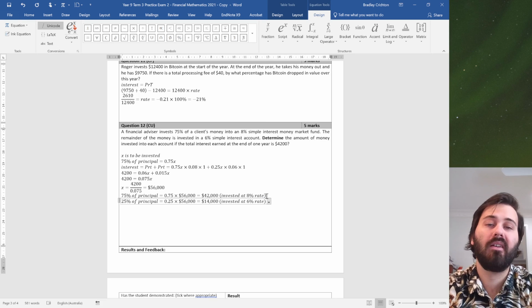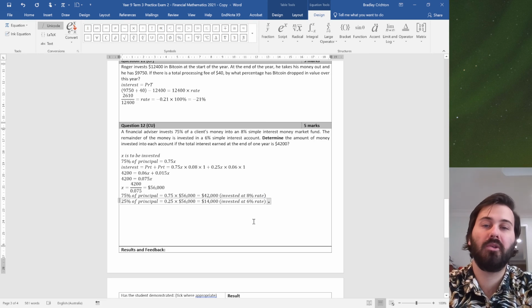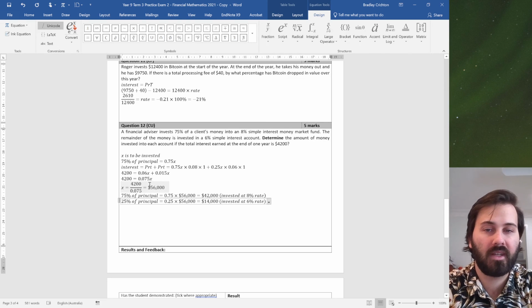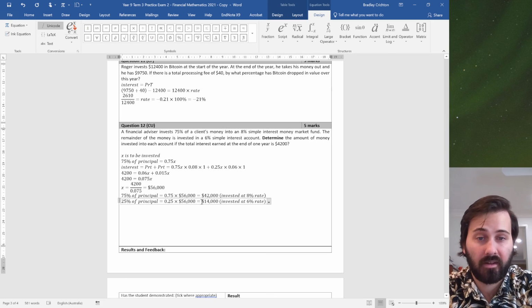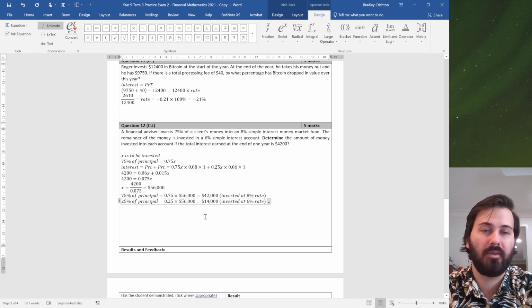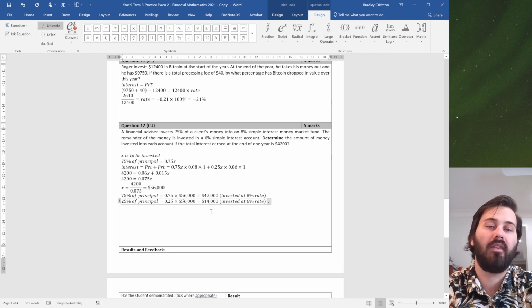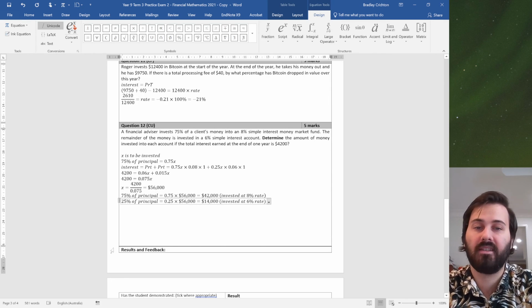Now you can check that you have the correct answer in the end because you've worked out the principal. If you add these two values together, 42,000 plus 14,000, you would get 56,000. So I know that our final percentages are correct in this case.